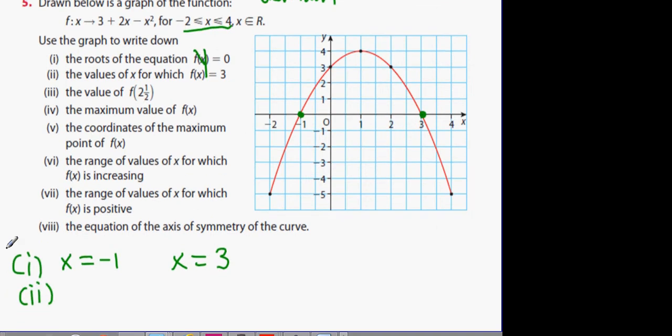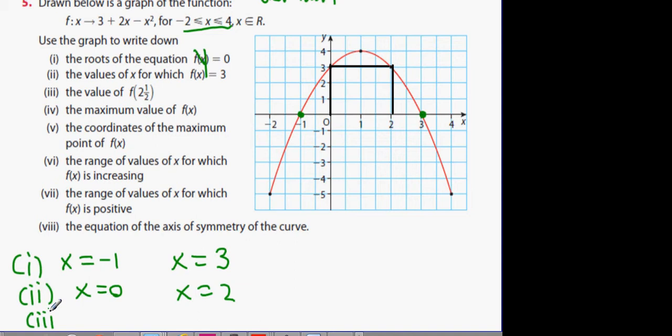Find the values of x for which f of x equals 3. Well, f of x is equal to 3 at these 2 points here. The output is 3 when the input is 0 or 2. Find the value of the output when the input is 2.5.